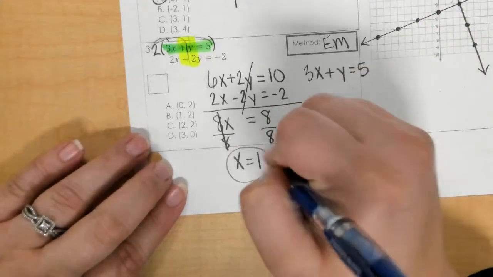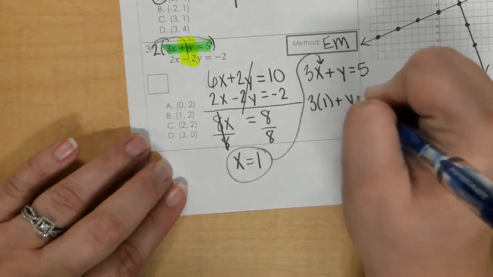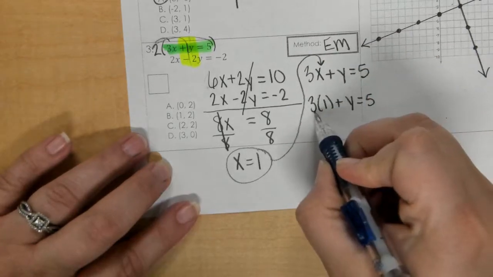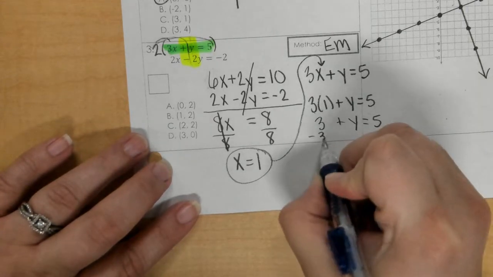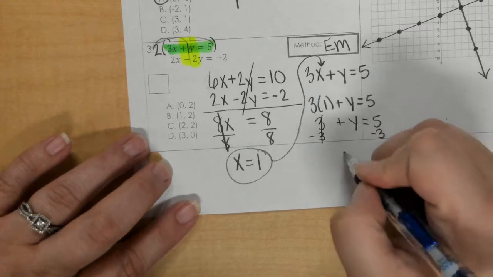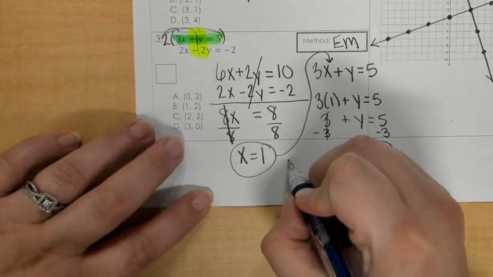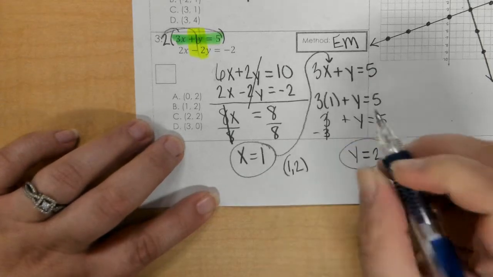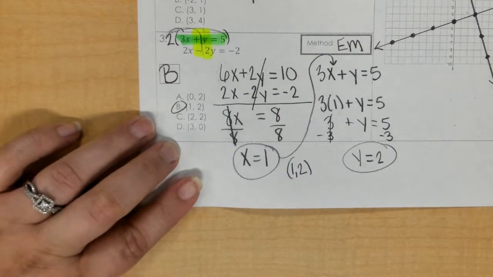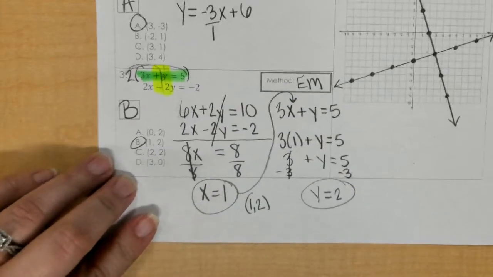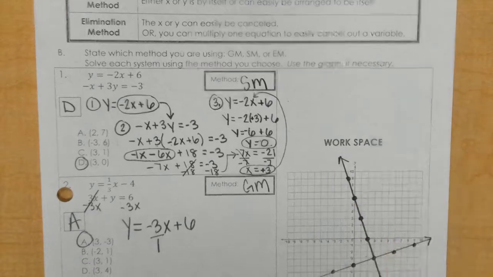So I'm going to say that since that's 1, I can multiply, and then the last thing is to subtract 3, so y is 2. So it looks like I've got 1, 2, and that's letter B. And then also this space here and here you can always use as well if you needed to.